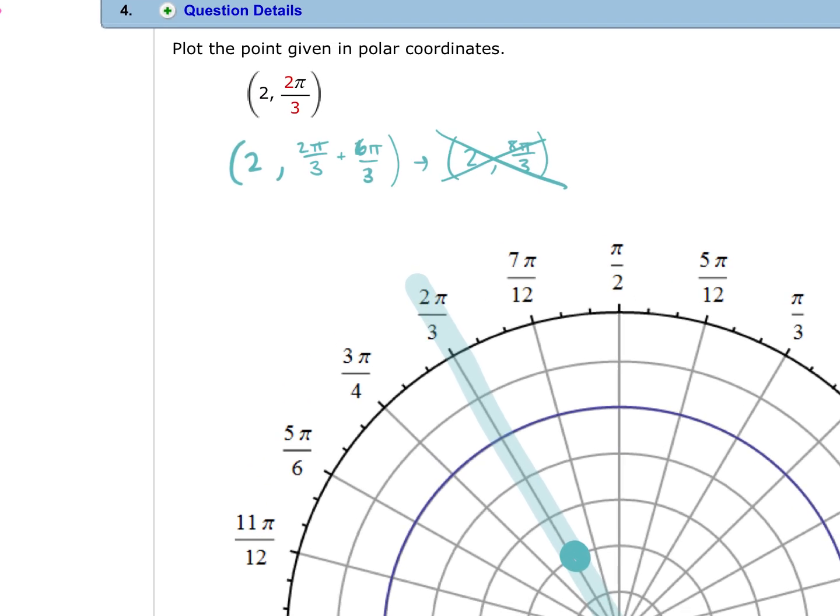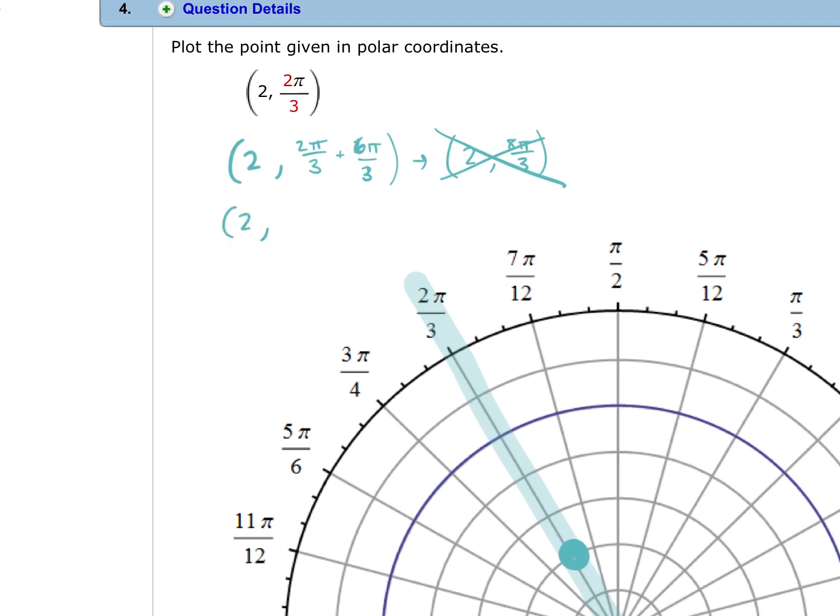So let's try again. We're going to keep 2 the same. Now we can subtract 2 pi. So I'm going to take 2 pi over 3 and subtract 2 pi, which is 6 pi over 3, just to give it a common denominator. So now we get 2 comma, this would be negative 4 pi over 3.